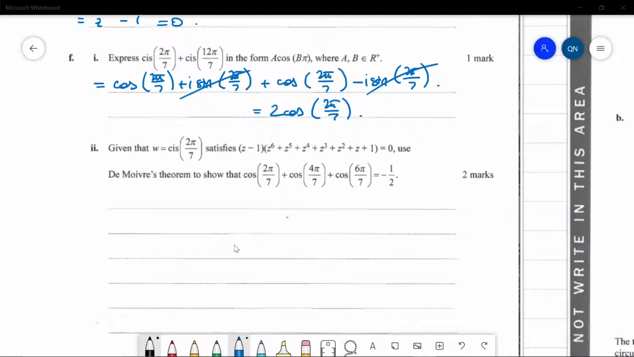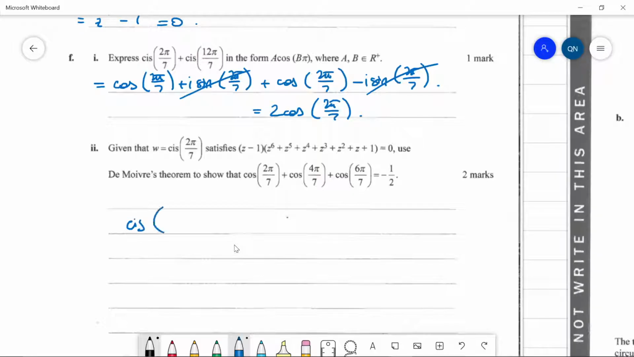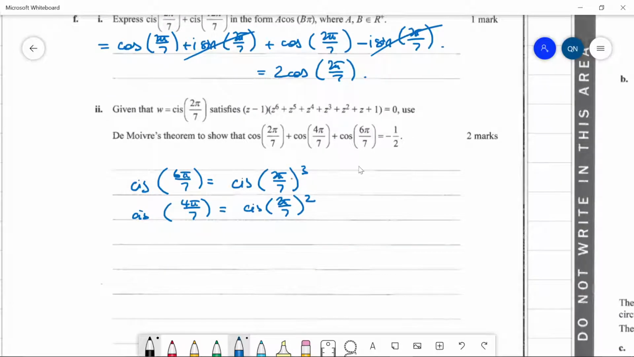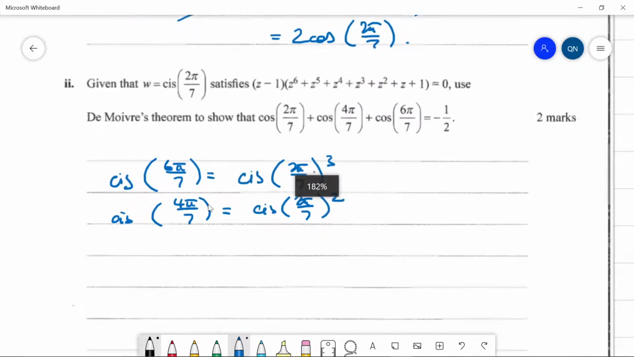So de Moivre's theorem, well, we know that cis of 6 pi on 7 is equal to cis of 2 pi on 7 cubed, and cis of 4 pi on 7 is cis of 2 pi on 7 squared. And maybe we can fit this into this equation here somehow. So maybe let's get all the other powers of cis of 2 pi on 7.